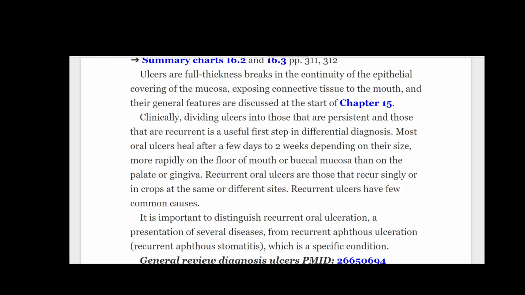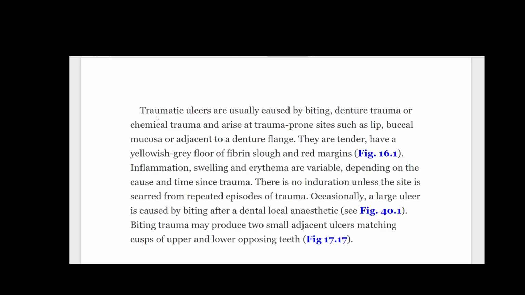Traumatic ulcers. Summary charts 16.2 and 16.3, pp. 311, 312. Traumatic ulcers are usually caused by biting, denture trauma or chemical trauma and arise at trauma-prone sites such as lip, buccal mucosa or adjacent to denture flange. They are tender, have a yellowish-grey floor of fibrin slough and red margins, Fig. 16.1. Inflammation, swelling and erythema are variable, depending on the cause and time since trauma. There is no induration unless the site is scarred from repeated episodes of trauma.